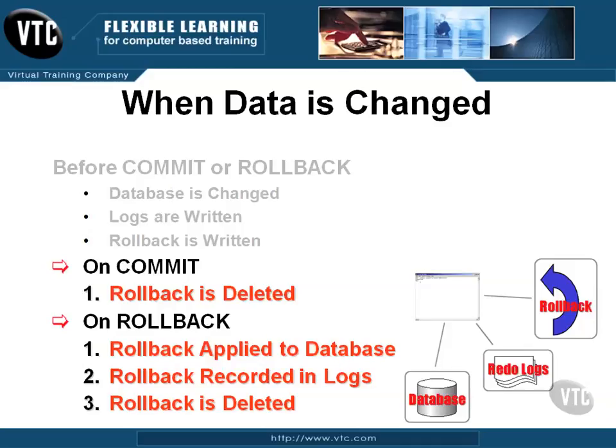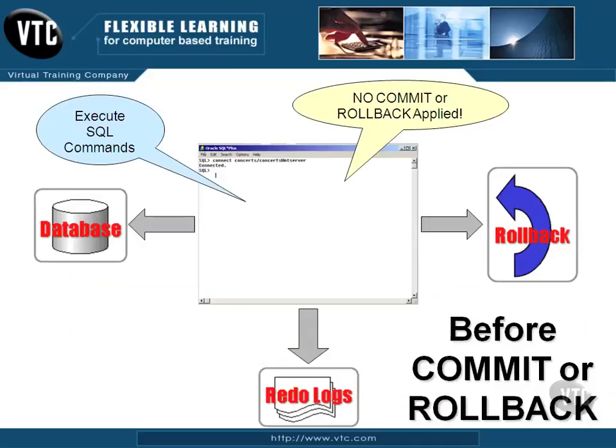And here it is highlighted again. So more graphically, before a commit or rollback, we execute a SQL command in a window. No commit or rollback has been applied. The change has been applied to the database. The rollback has been written, and the redo logs have been written, as you can see by the direction of the arrows.